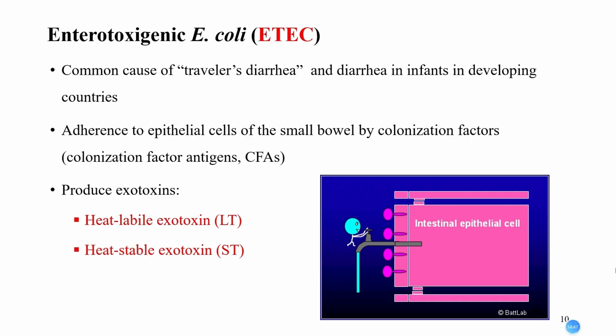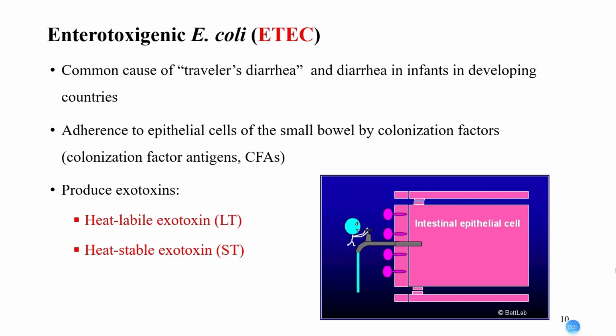So ETEC is the common cause of travelers' diarrhea, and also diarrhea in infants in developing countries. They adhere to the human intestinal epithelial cells. They are not invasive. They just stay in the lumen, adhering to the surface. And they produce two different types of exotoxins. One is heat-labile exotoxin, short for LT, and the second one is heat-stable, so this toxin can survive at high temperature, short for ST.